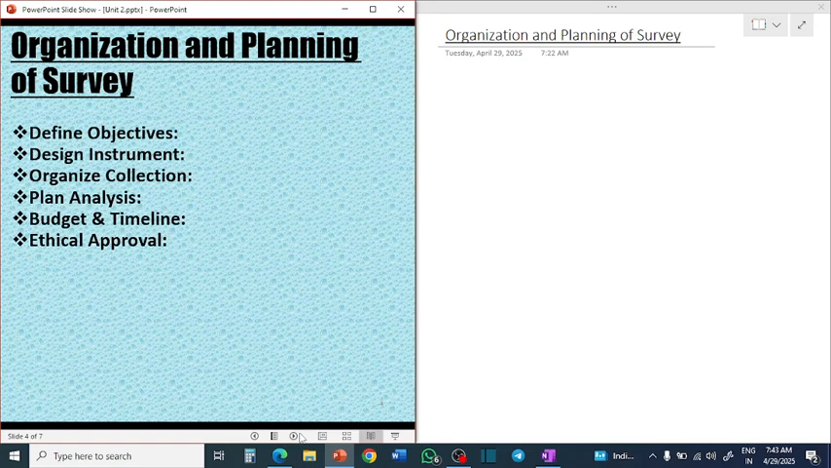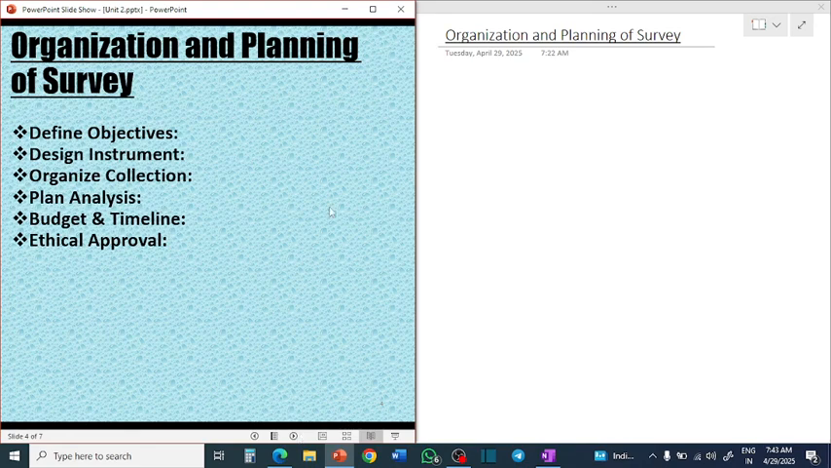So first we will start with the organization and planning of survey. So what is a survey? A survey is basically when all the people in a population are asked questions and information is gathered from them. For example, we have seen the survey of population done in India every 10 years. It has not been done this year due to the spread of corona, but it will be done very soon. So that is known as a survey.